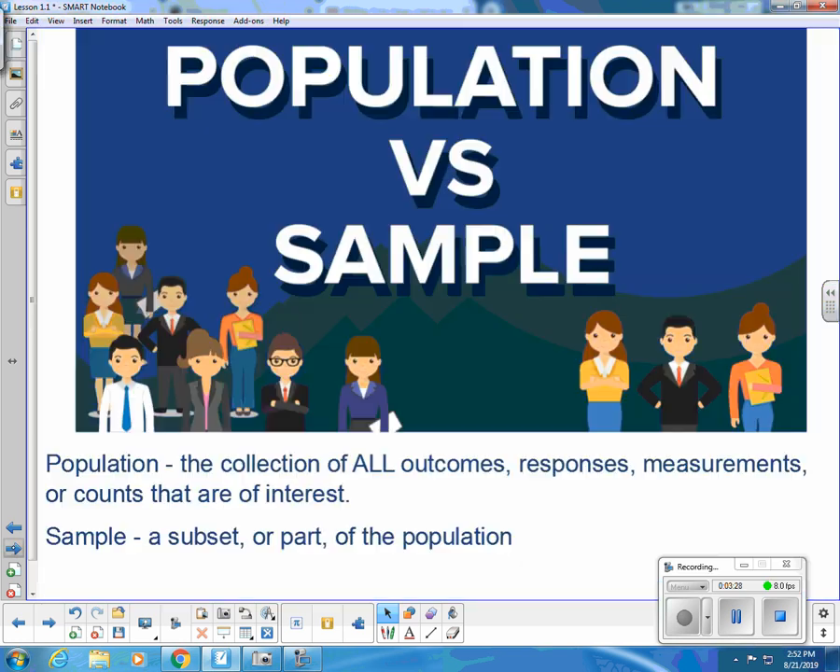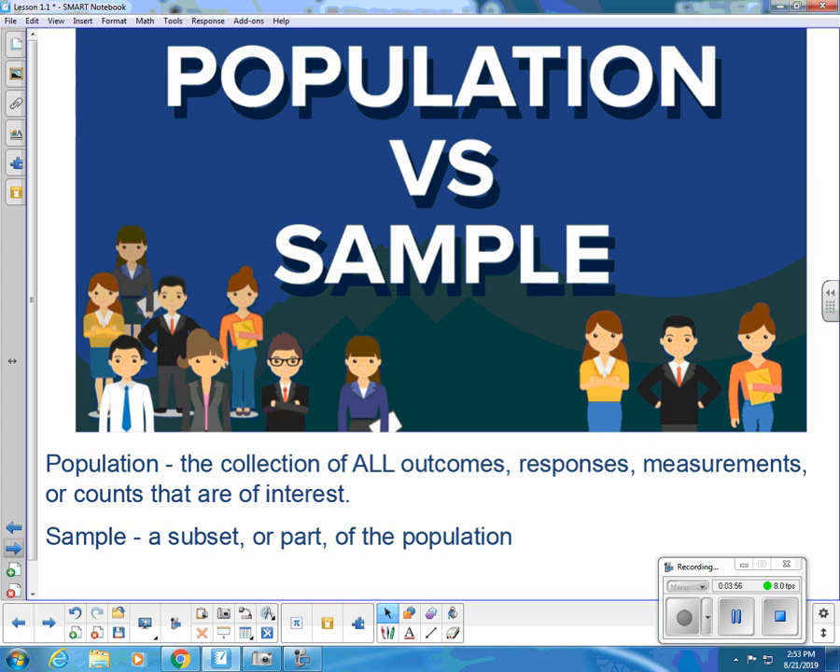Okay. Population versus sample. So these are our first 2 big words besides the word statistic. Population is the collection of all outcomes possible. Okay. So what are you looking at? What population are you looking to study? Is it all the adults in the United States? Is it all the juniors at Jackson High School? So the population includes everybody in the group that you're interested in studying.